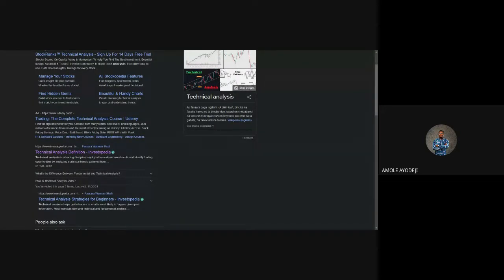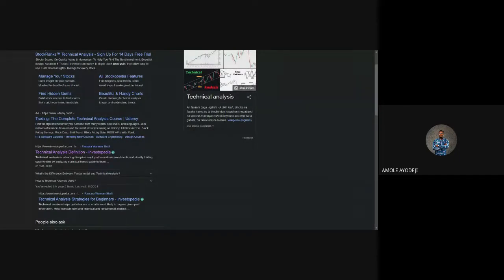So technical analysis is a trading discipline employed to identify trading opportunities by analyzing statistical trends gathered from trading activity, such as price movements and volume. Let me go again. Technical analysis is a trading discipline employed to evaluate investments and identify trading opportunities by analyzing statistical trends gathered from trading activities such as price movements and volume. Meaning, technical analysis makes use of the trend, the historical data of the market to predict the future.